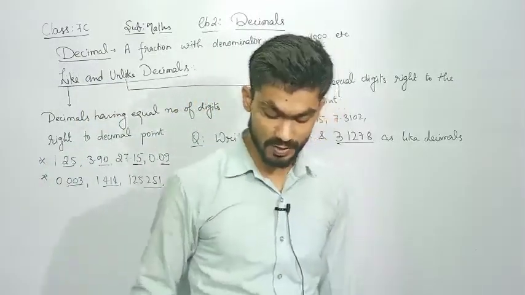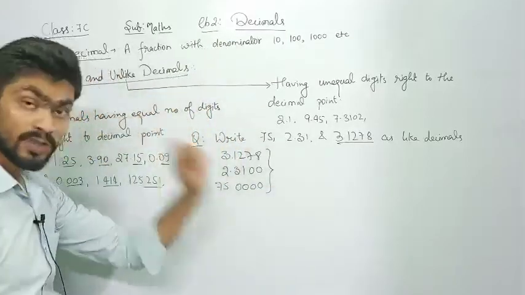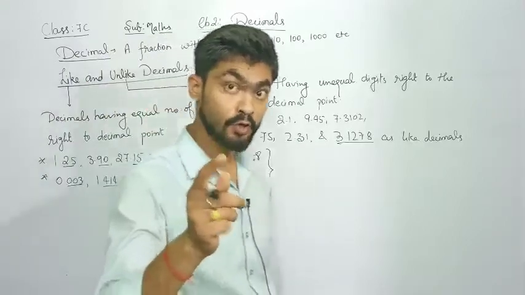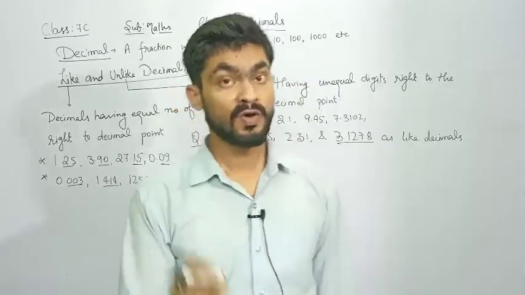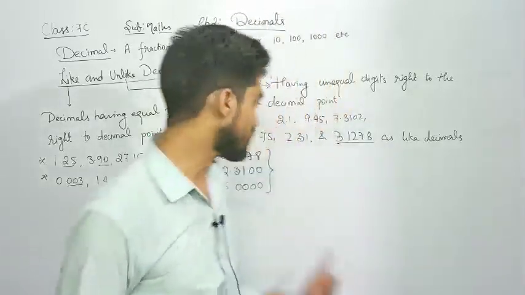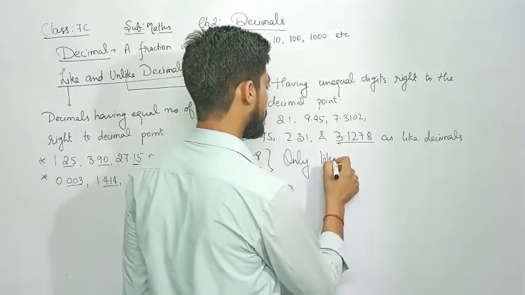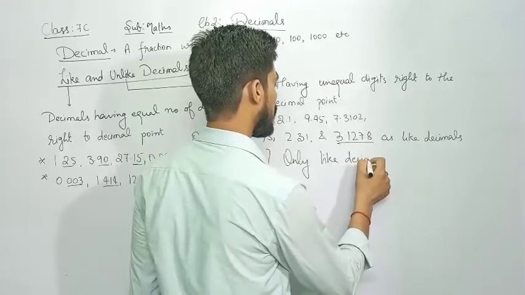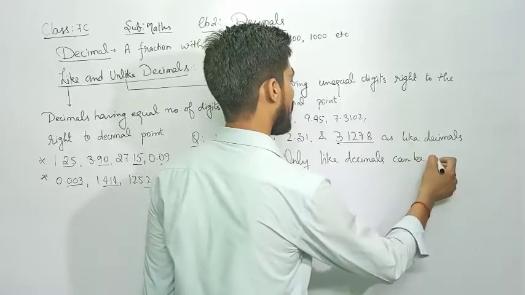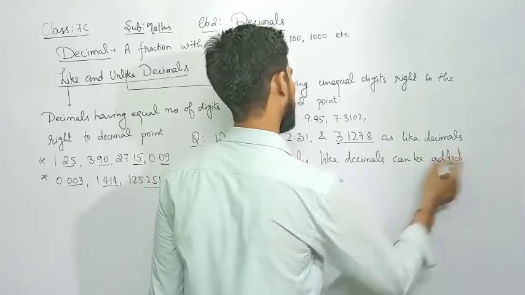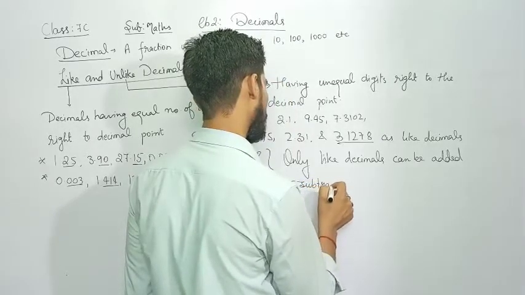Now one very important rule you should understand: only like decimals can be added or subtracted. So if two or more decimals are not like, you have to make them like by including zeros. Always keep in mind that, just like fractions, only like decimals can be added or subtracted. I hope you are understanding it.